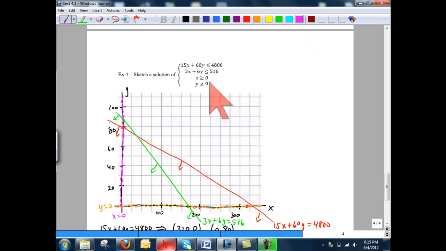The third, x greater than or equal to 0. So that's either to the right or to the left of the purple line, lavender line, and you can just look at it, you know that positive x's are out to the right, and so we want to be on this side of the purple line, and y greater than or equal to 0 is on this side, above the orange line.